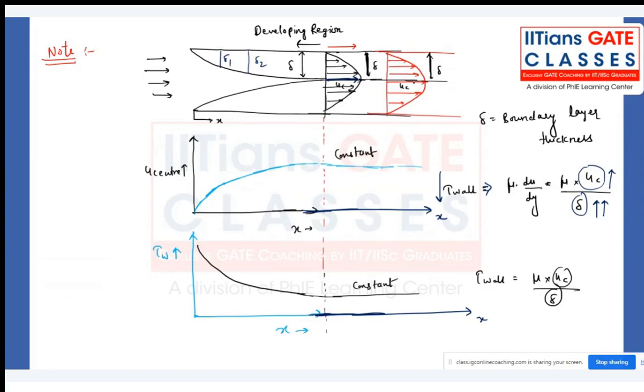What about ∂p/∂x? In a fully developed region, what about ∂p/∂x? That is the slope of p versus x. If I can plot, from here to here, a pressure versus x curve, then what will be there? It will be like this.